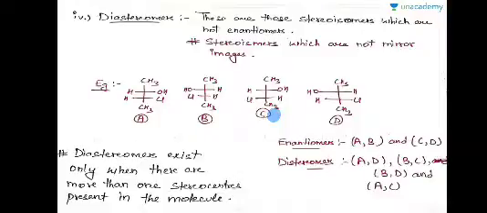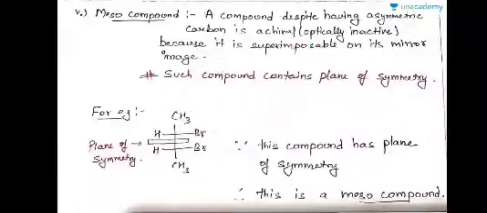So friends, one thing to be noted here is that diastereomers exist only when more than one stereocenter is present in a molecule, and if there is only one stereocenter in the molecule, there will not be any diastereomers, only enantiomers will be there. And if there is more than one stereocenter present in the molecule, then there will be enantiomers as well as diastereomers. Next friends, we have meso compounds.